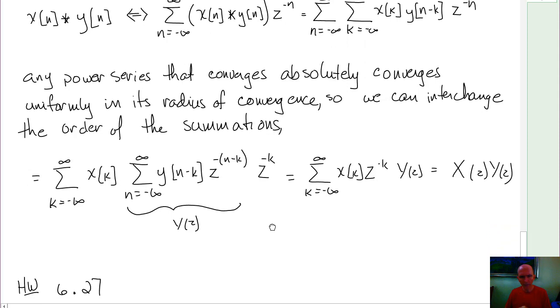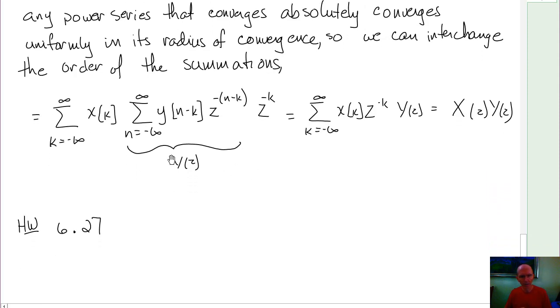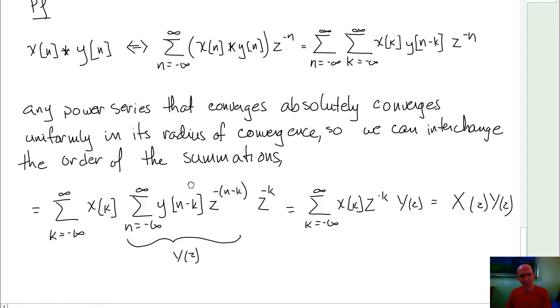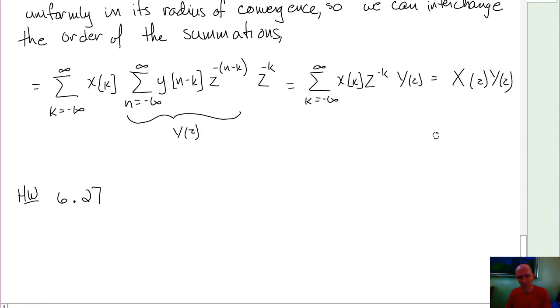And once we do that, we take out everything that doesn't have n, and we leave this part. We also add a z to the k and a z to the minus k. This part here is just going to be the z transform of y. Once we take that out, all that's left is the z transform of x. And so we see that a convolution in time is a multiplication in the z domain.